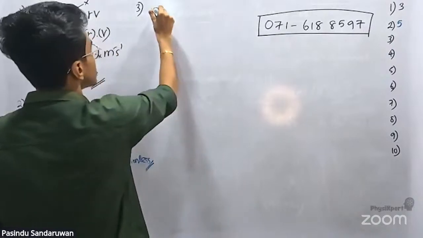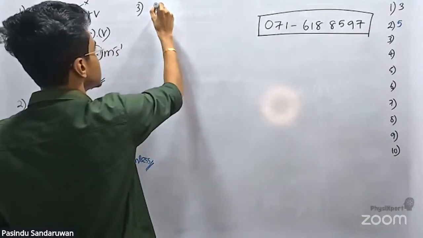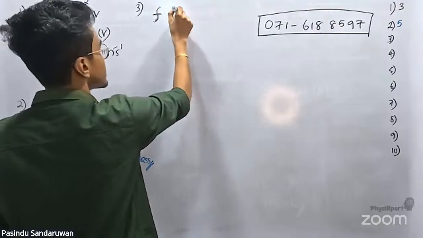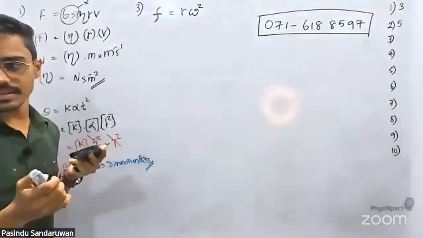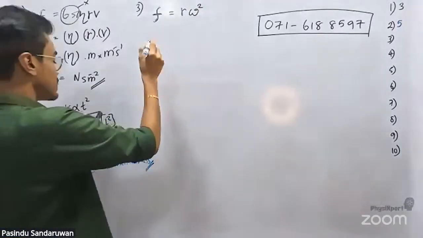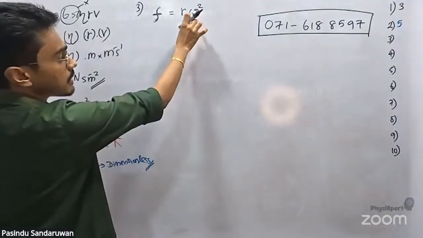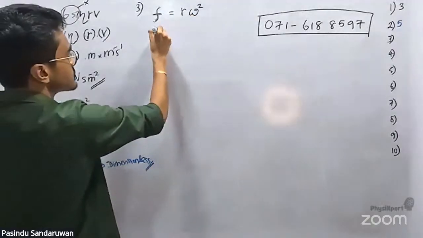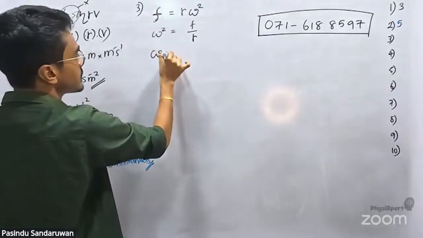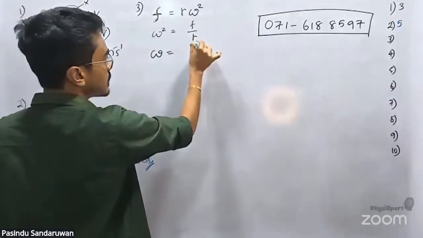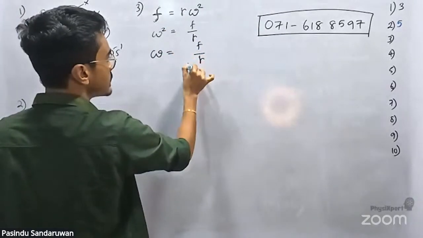Centripetal acceleration is given as f here. We know centripetal acceleration can be written as r omega squared. Omega is in y, so make omega the subject first, which means omega squared is f over r. So omega can be written as root f over r.